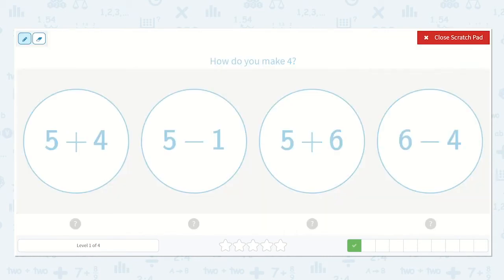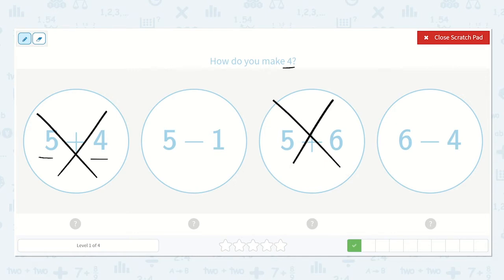Next, they ask, how do you make 4? Well, if I see that I have 5 here and I am adding 4 more, I know that is already going to be more than 4. So I'm going to cross this one off. 5 minus 1. Let's check into that one, but let's keep going before we do. 5 plus 6. Well, I know that 5 and 6 are both more than 4. So if I add them together, the answer is going to be more than 4. So that is not it.